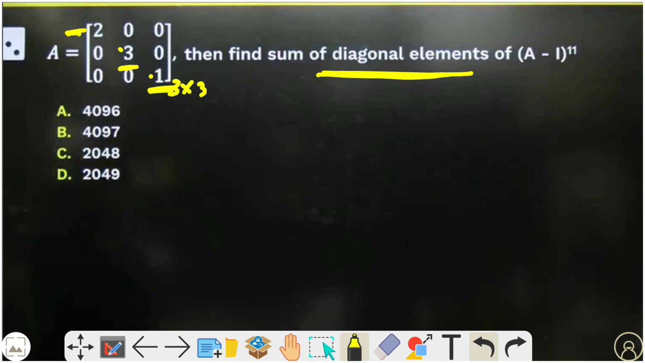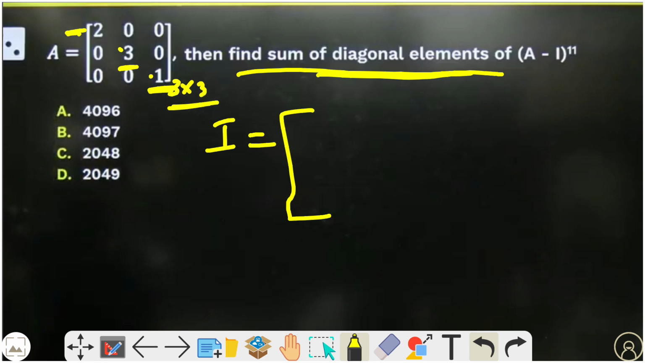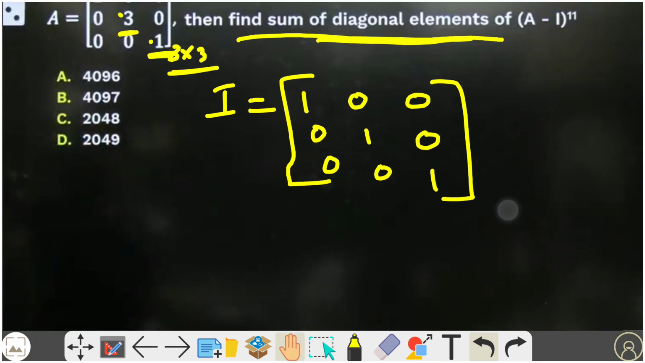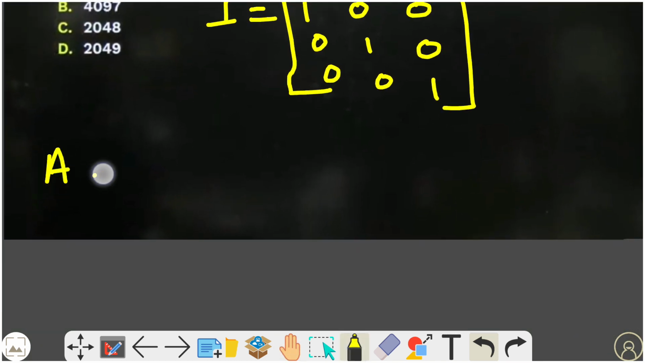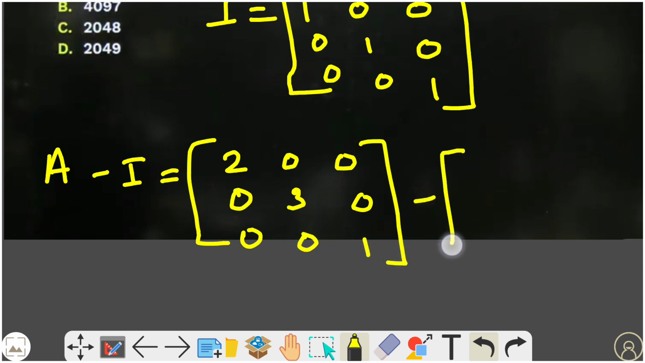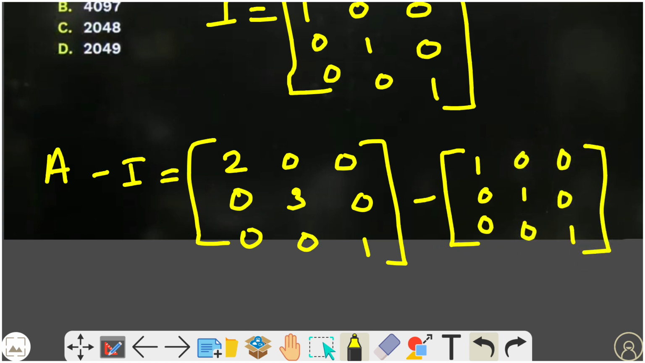But read the question again: find the sum of diagonal elements of (A minus I) whole power 11. So what is I? I means the identity matrix. Here it is a 3x3 matrix, so I3 is 1 0 0, 0 1 0, 0 0 1. Now we need to subtract A minus I. A is the given matrix, 2 0 0, 0 3 0, 0 0 1, minus I, 1 0 0, 0 1 0, 0 0 1.